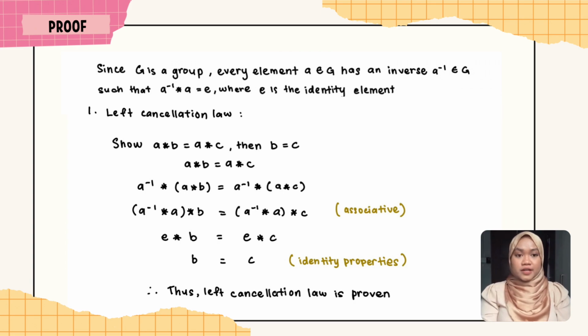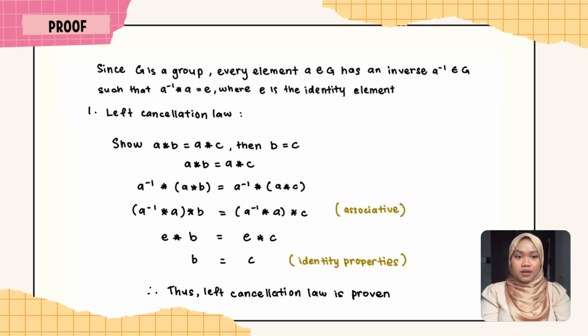We continue with the proof. Since G is a group, every element A in G has an inverse, A to the power of -1, which is in G, such that A to the power of -1 multiplied by A is equal to E, where E is the identity element. The first one is for the left cancellation law.